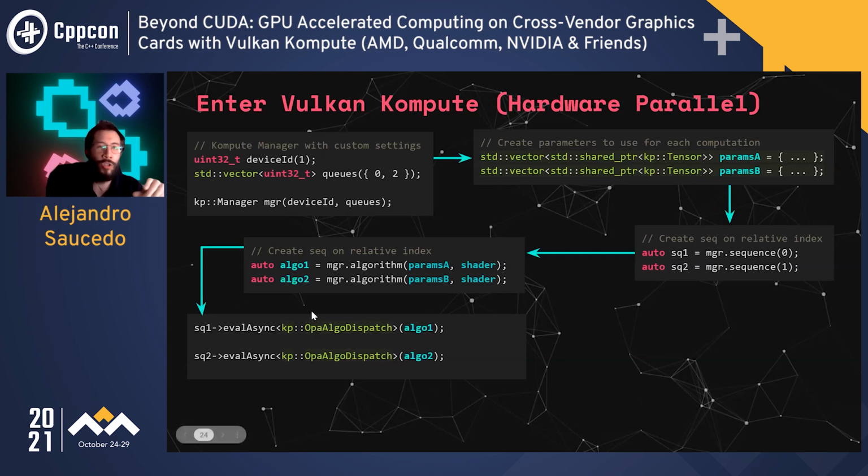In this case, you're basically saying, I want to run those two things asynchronously from the CPU perspective. So run this one, and immediately after run this one, both of them are going to be submitted, one into the graphics queue, one into the compute queue. Both are going to be executing in hardware concurrent manners.